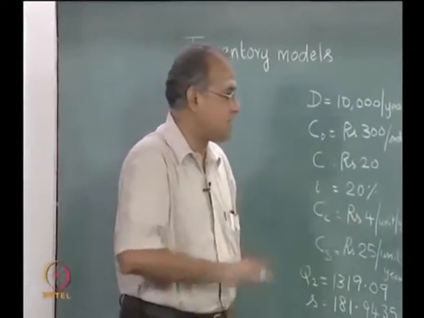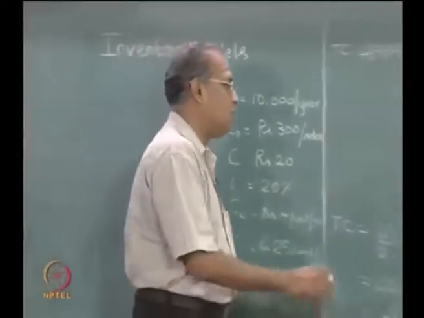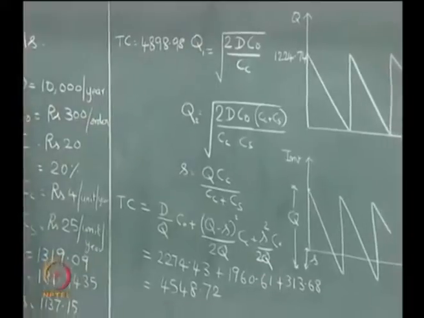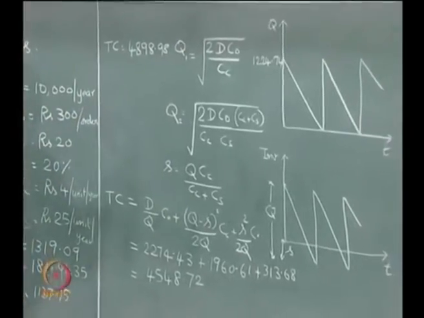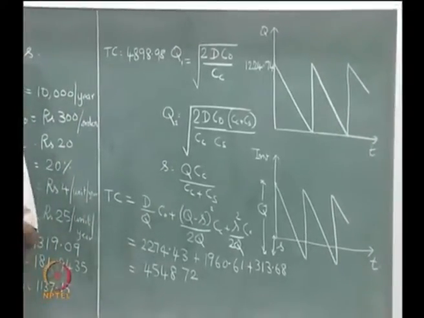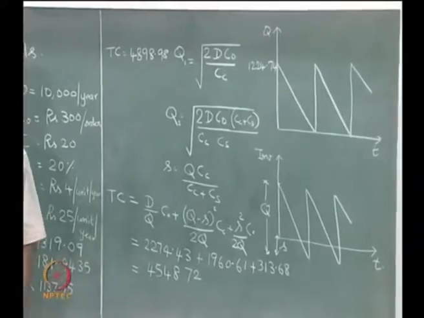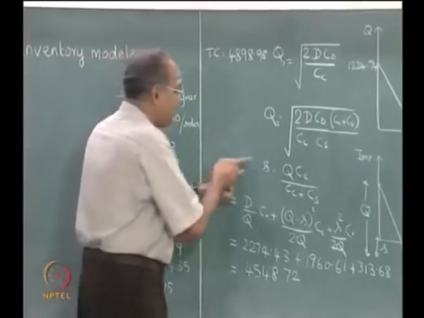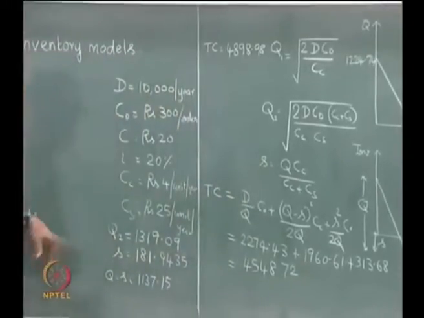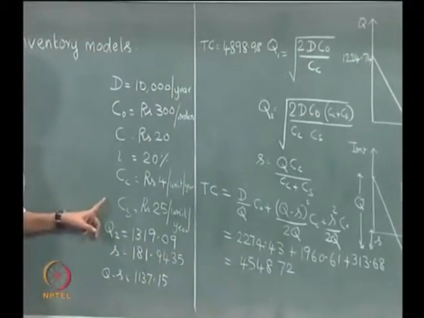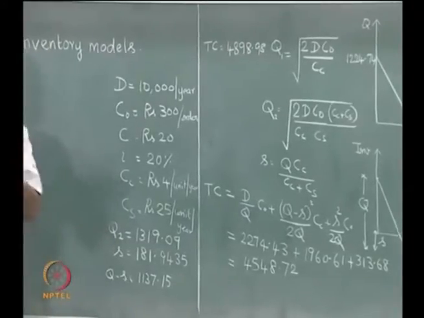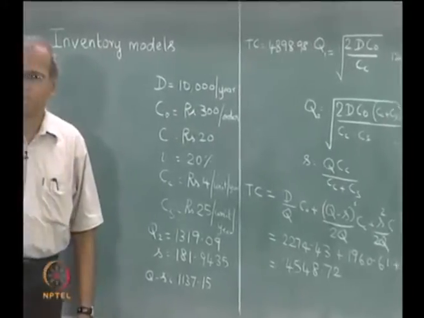But then we need to answer this question, should we always go for this model or should we go for this model? Now we can try and do a little more experiment with this model, try and show some more computations, and then we would actually realize that if we keep increasing the Cs, for example, the shortage or back order cost was defined at 25 per unit per year.